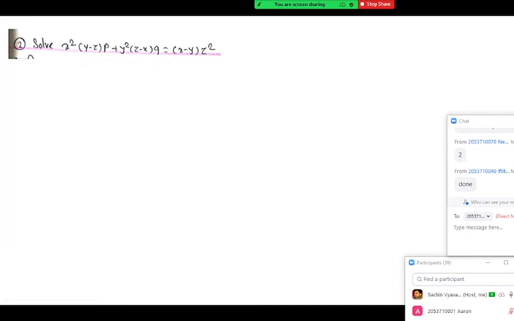Sorry. So example 2 is on the screen. x square into y minus z into p plus y square into z minus x into q is equal to x minus y into z square. So step number 1, write the auxiliary equation. Okay, so dx upon p equal to dy upon q equal to dz by r. Can anyone tell me if direct integration is possible or not?